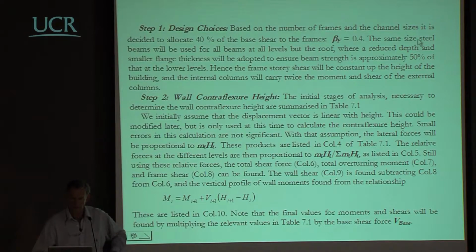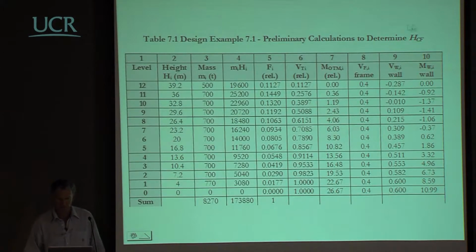Based on the number of frames and the channel sizes, we decide to allocate 40% of the base shear to the frames and hence 60% to the walls itself. We calculate the wall contraflexure height in the usual fashion, and we end up first of all with our standard sort of expression for height distribution, mass times height, and various other aspects of this sort of nature to determine what the relative shears and moments are for the frames and the walls itself.